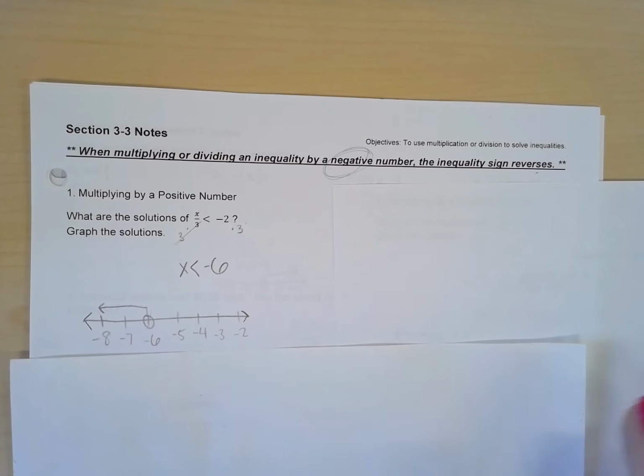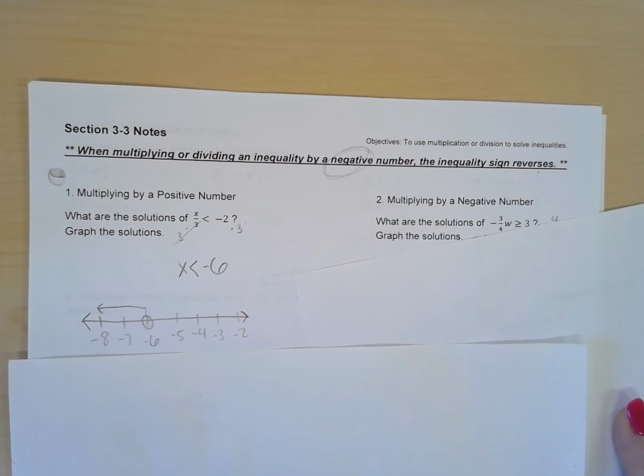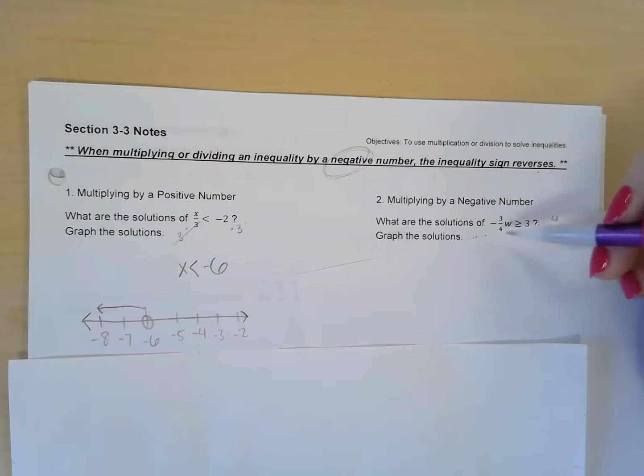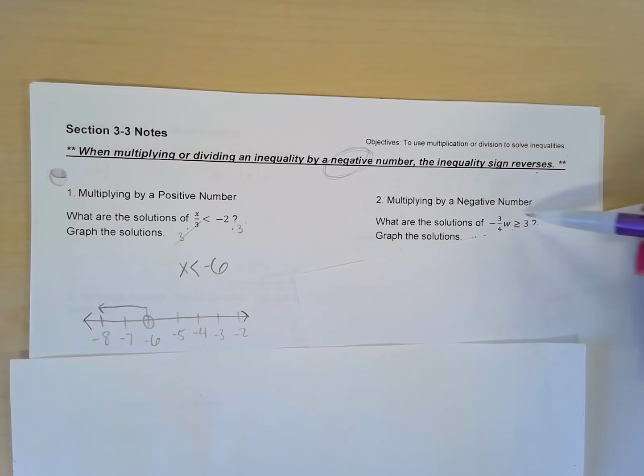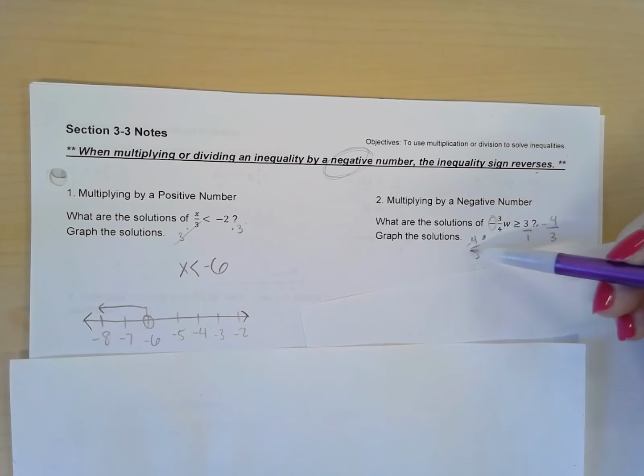For problem number 2, it says, what are the solutions of negative 3/4 w is greater than or equal to 3? Graph the solutions. This time we do have a negative number that we're going to need to get rid of. So here I would divide by negative 3/4. However, dividing by a fraction is the same thing as multiplying by its reciprocal, or the keep change flip. So I'm always going to flip the fraction. So I'm going to multiply by negative 4 over 3.